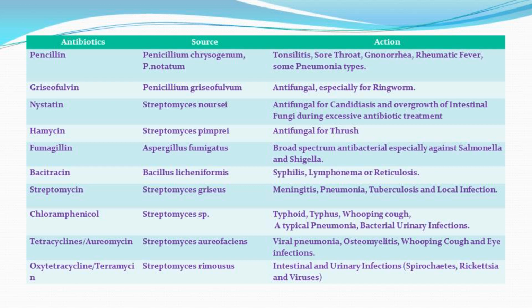Streptomycin and chloramphenicol are obtained from Streptomyces. Streptomycin is used in meningitis, pneumonia, tuberculosis and local infection, whereas chloramphenicol is used for typhoid, typhus, whooping cough, atypical pneumonia, and bacterial urinary infections. Tetracycline or aureomycin, obtained from Streptomyces aureofaciens, is used to treat viral pneumonia, osteomyelitis, whooping cough, and eye infections.